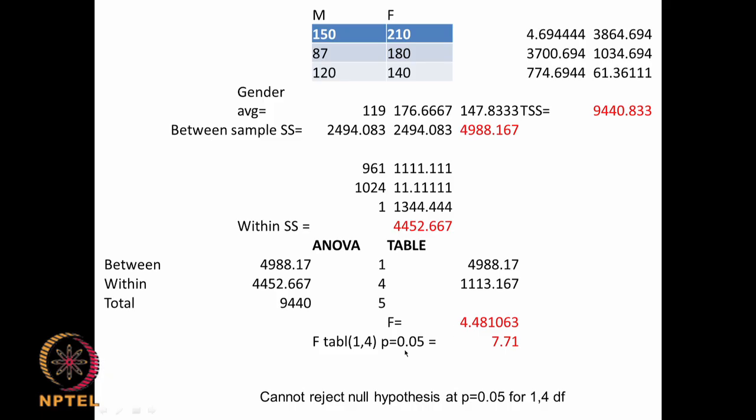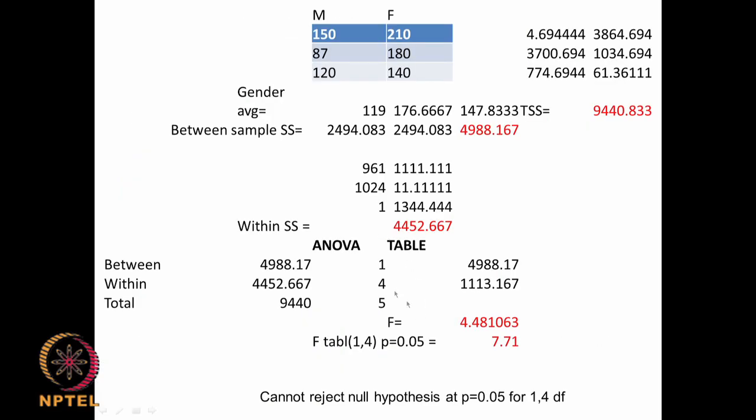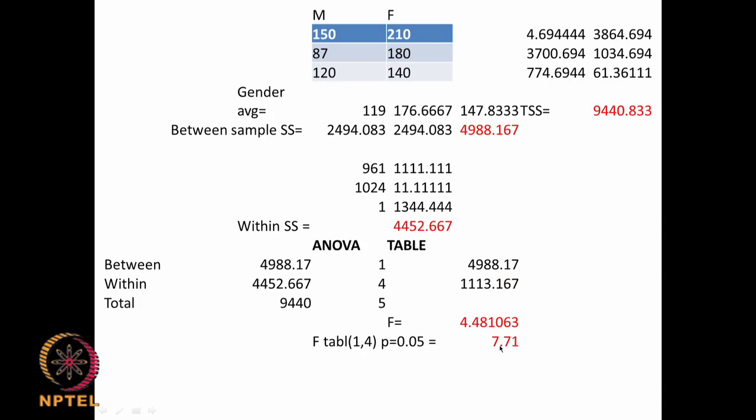Now if you go to the table, okay, if you go to p is equal to 0.05, what do you take? You take 1 comma 4 degrees of freedom. So 1 comma 4 comes to 7.71. So 7.71 is your table value. Calculated is 4.48 at 95% confidence. There is no reason for you to reject the null hypothesis. Cannot reject the null hypothesis at 1 comma 4 degrees of freedom at p is equal to 0.05.